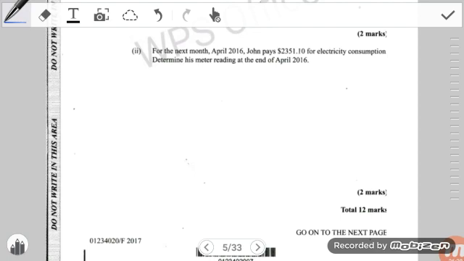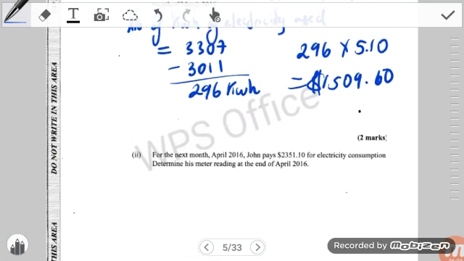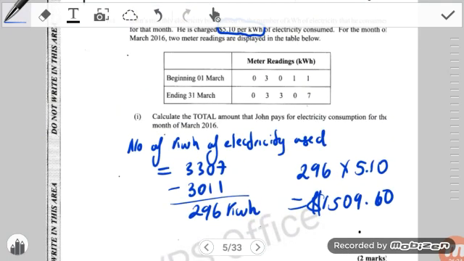Interesting. Determine the meter reading at the end of April. But do we know his meter reading at the end? Do we know his meter reading at the beginning of April? Interesting. All right, so they gave us his meter reading at the beginning of March.